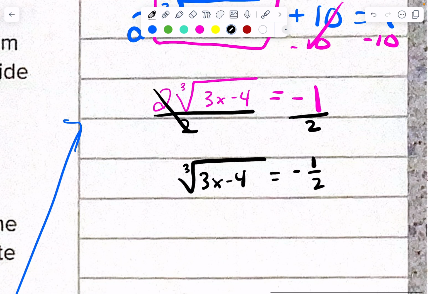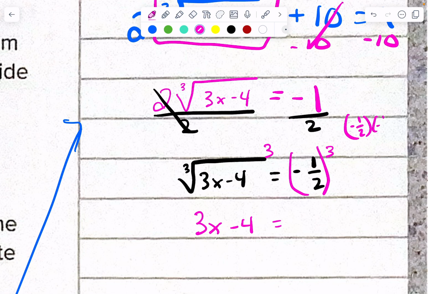Okay, now I'm going to cube it. I'm going to take it to the third power, right? 3x minus 4 equals. Okay, I'm taking this guy to the third power. And if you need to write that out, that's negative 1/2 times negative 1/2 times negative 1/2.